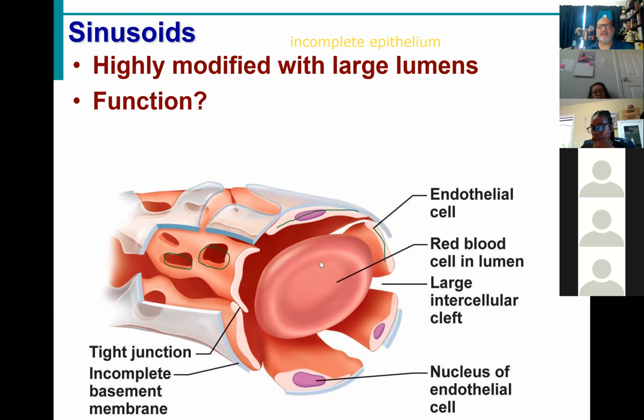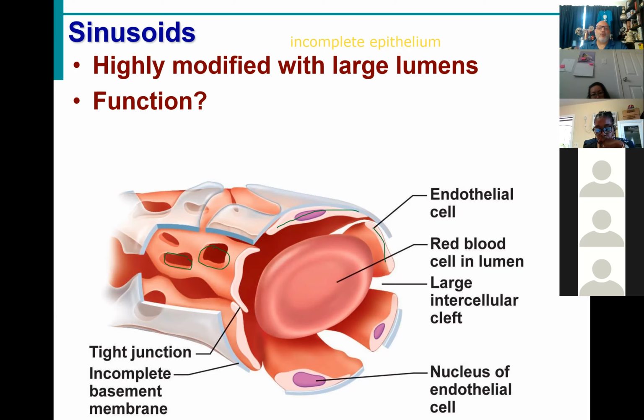So not surprisingly, if we were going to get new red blood cells into the blood, where would we want sinusoid capillaries? Liver. True, liver is definitely one of the places that we would do it, but that wouldn't really help us get the red blood cells in. Where are we going to get those? Bone marrow. Yeah, red bone marrow, absolutely.